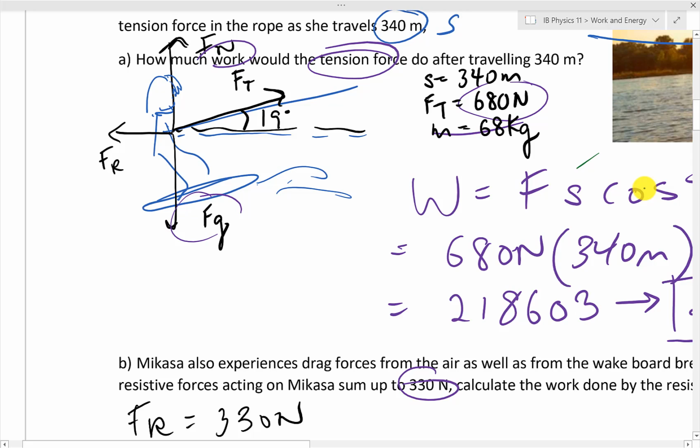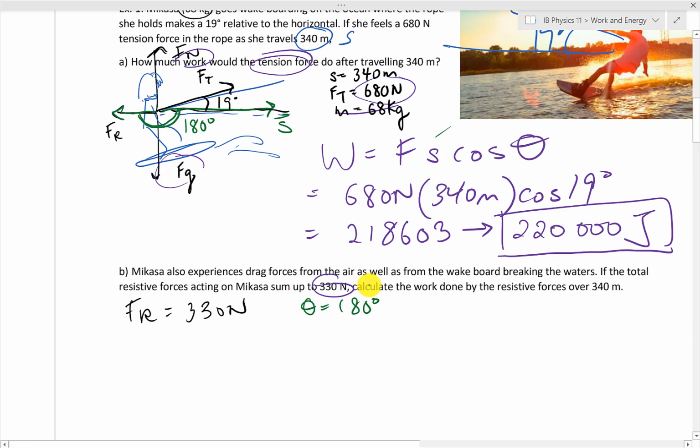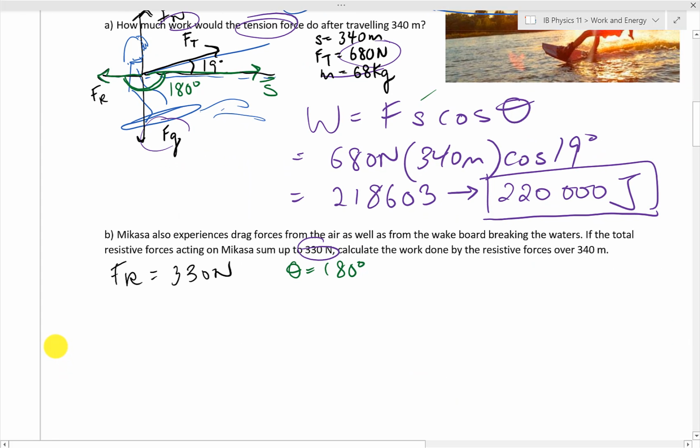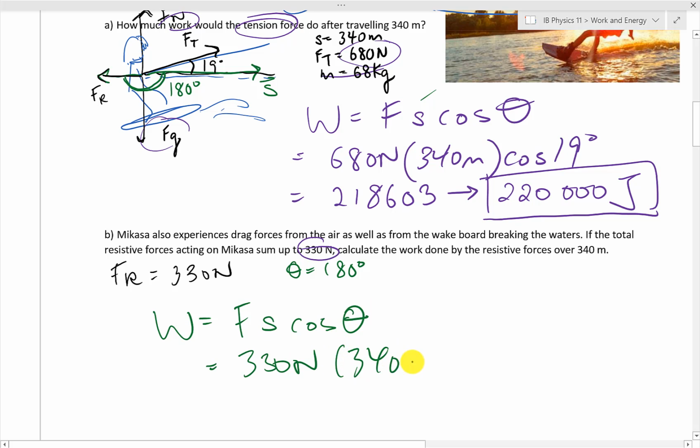Now this is interesting because Mikasa goes forward. Her displacement is forward. The resistive forces are in the backwards direction. So the angle we need to take is this whole thing over here. And if you're thinking that's 180 degrees, you are correct. So let's write that down. Angle is 180 degrees, which then when we go to calculate the work, we have the force is 330 newtons. We have S is our displacement, 340. Cosine theta is now cosine 180.